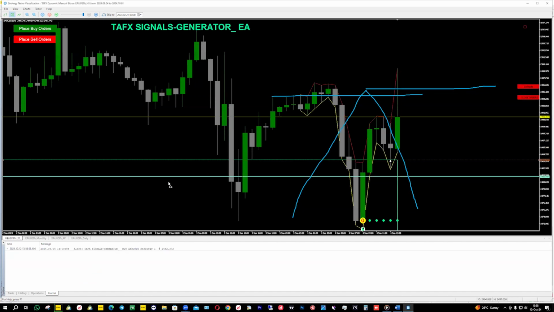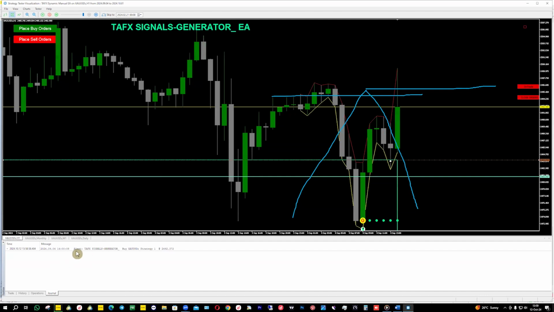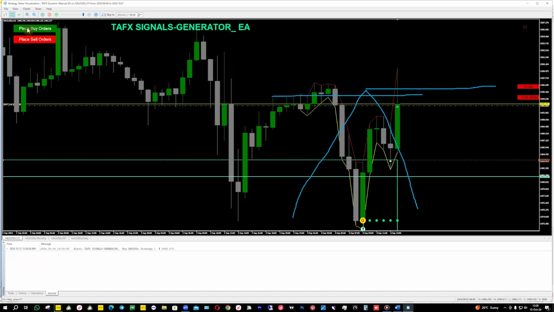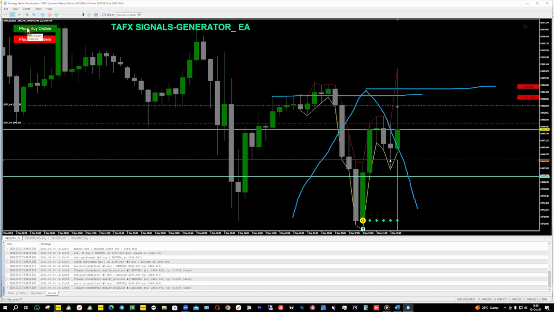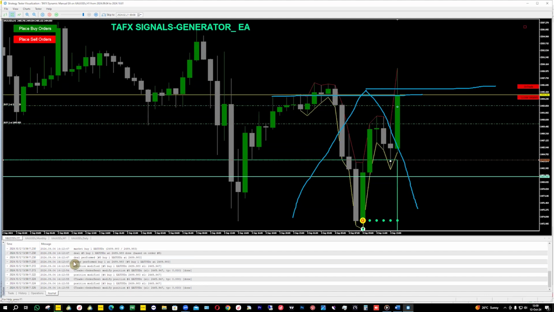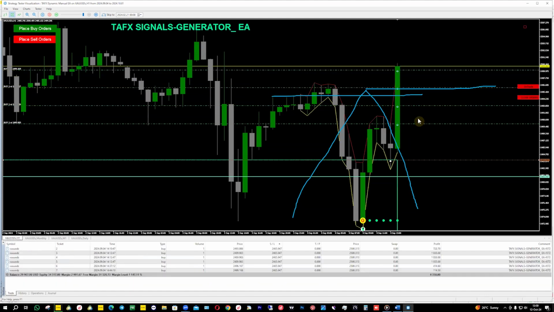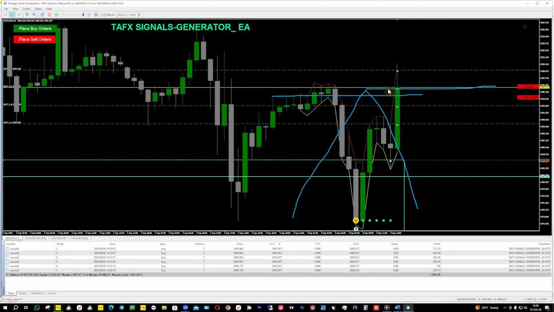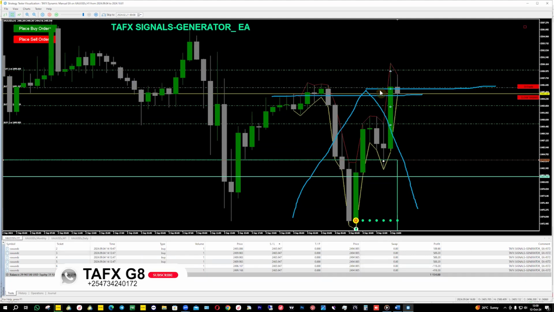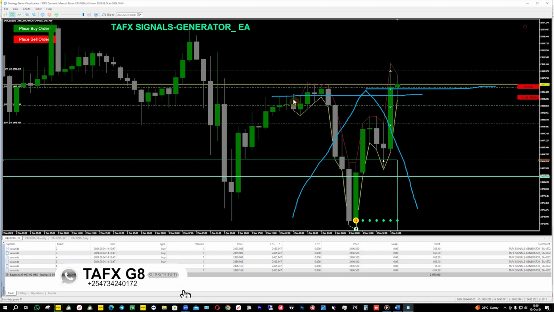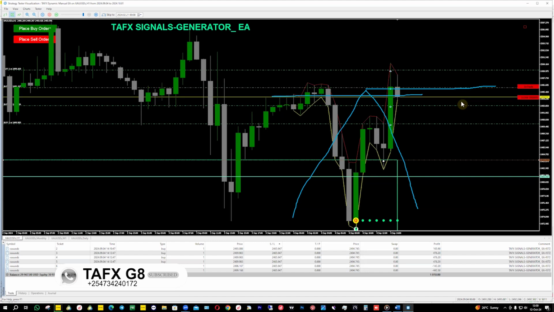All right, you can see we now have an alert from TFX signal generator. It has already generated a buy signal for gold. So from there, you go to this button and you place the buy automatically. Then from there, we wait for the market because it has broken this area. Now it is time to go, because it has confirmed from different time frames that this market is ready to go up.